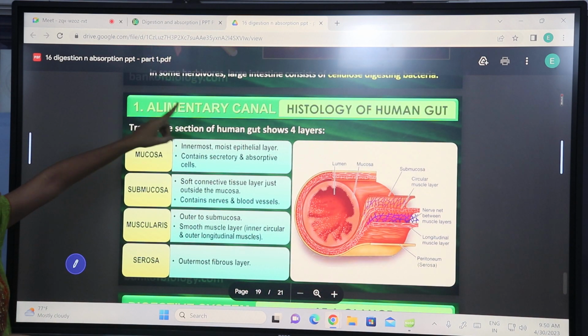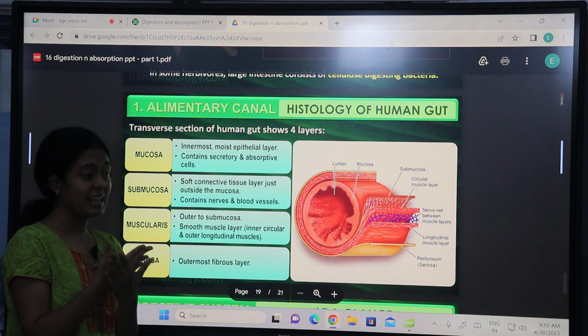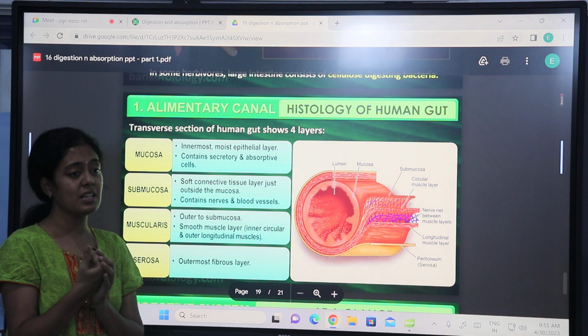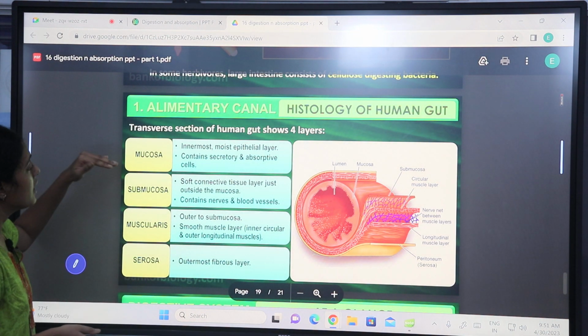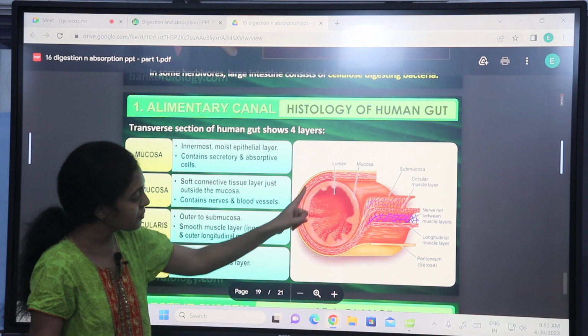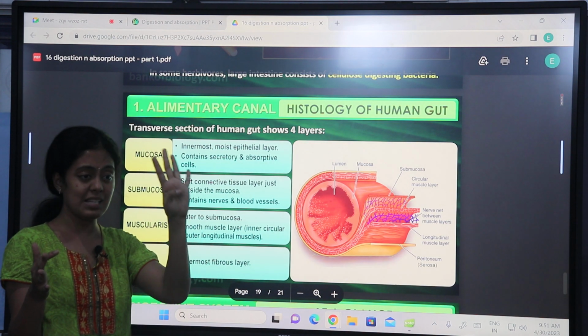This I have not done. Histology of human gut. What is histology? Study of tissues. What are the different layers that are present in your gut? Okay. So first, the innermost layer is mucosa. Can you see here? This is mucosa. Your entire gut, right from the mouth till the anus, is made up of these 4 layers.